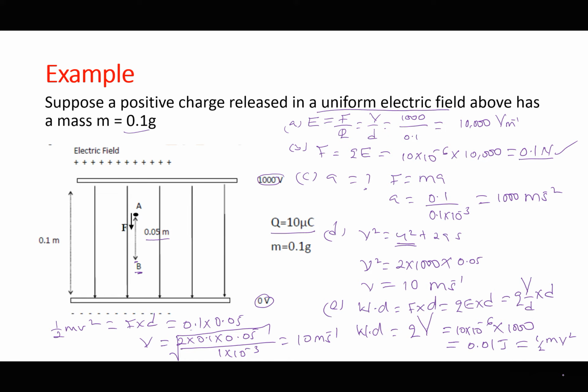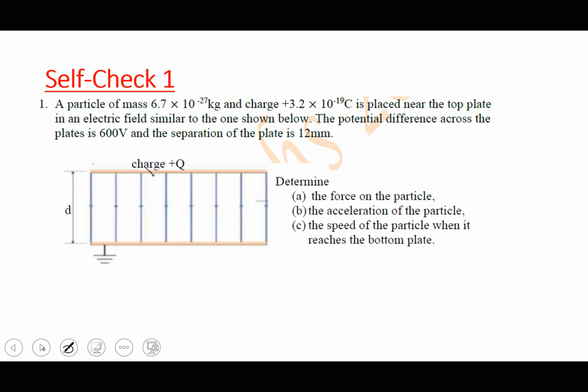Okay, let's progress to another example. So this is supposed to be a self-check example, but I'll try to give a hint and go through it as people gain confidence in electric fields. A particle with this mass and charge is placed near the top plate of an electric field similar to the one shown below. The potential difference across the plates is 600 and the separation is 12. Determine the force on the particle.